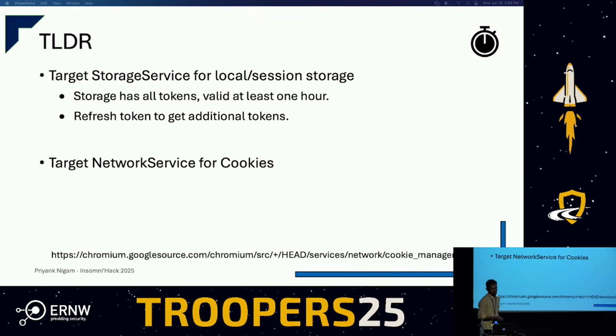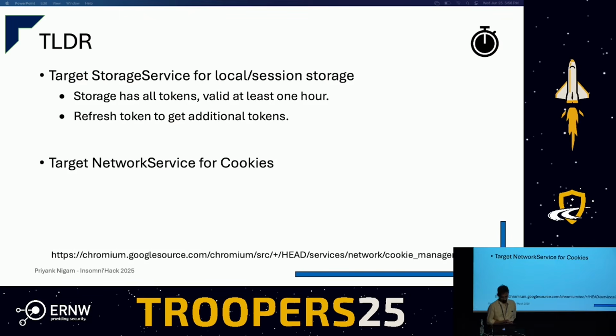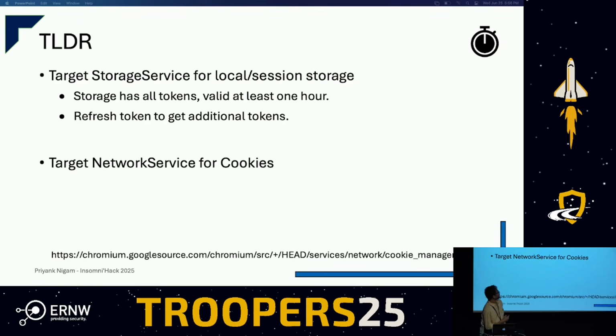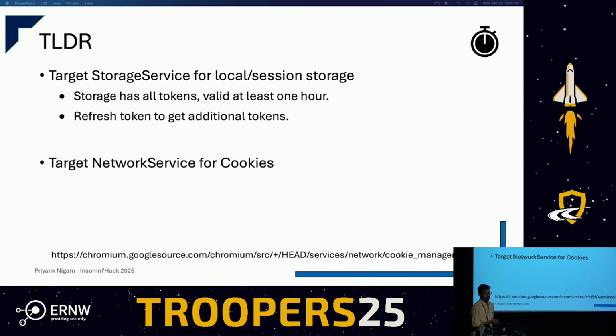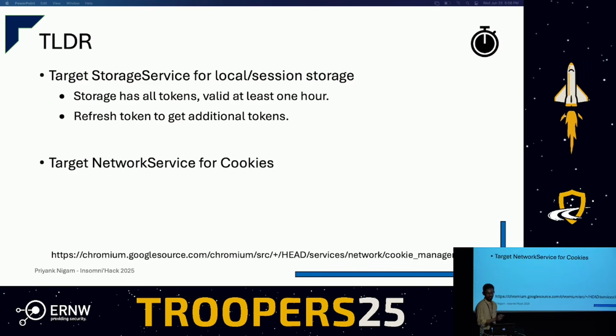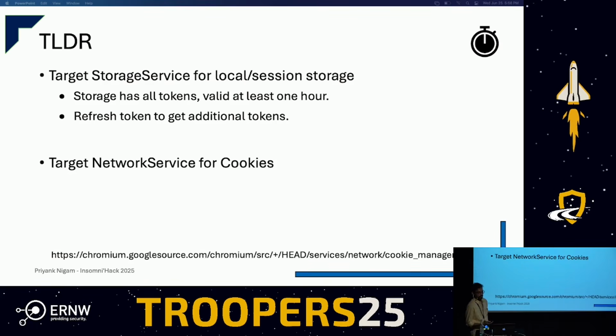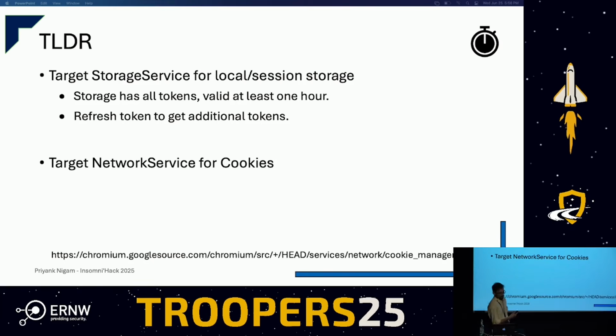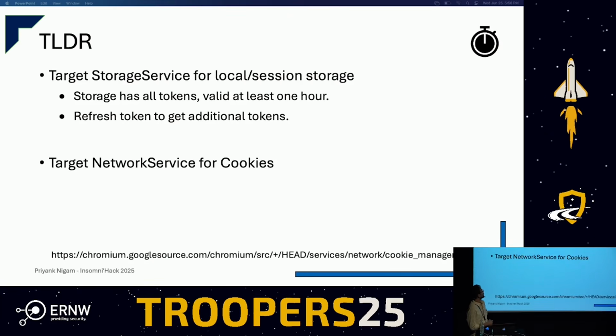So the conclusion is that the storage service basically has access to the local access tokens, which are valid for at least 1 hour. And the refresh token is also valid for at least 24 hours if you get to that. However, it's a little difficult to identify refresh tokens because they are really encrypted, but they do follow a particular pattern. Access tokens are unencrypted. It's just a JWT. You could just base64 decode and you're good to go. You'll see what scope it's for, what audience it's for, stuff like that, and what the expiry date is. And then you target the network service for cookies.